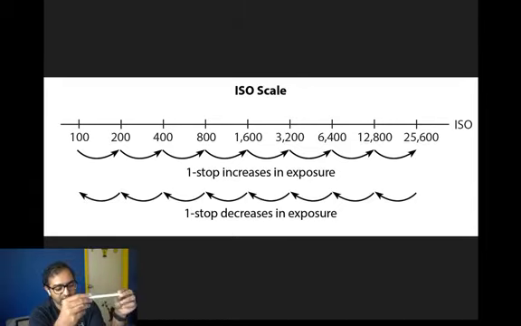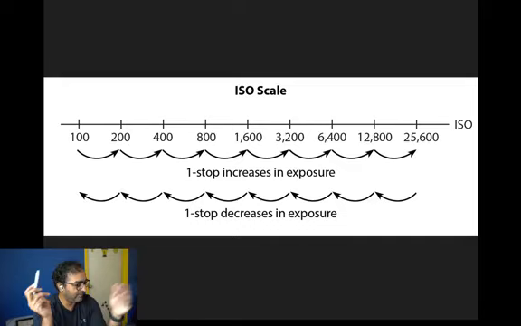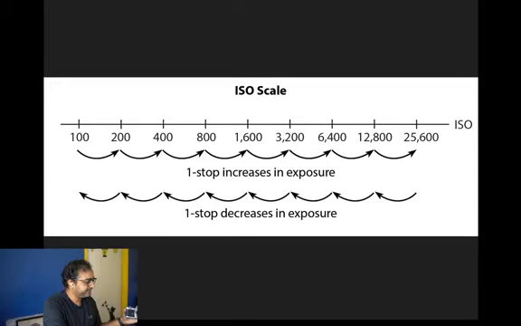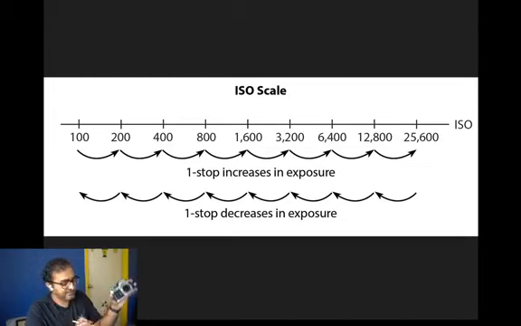Like if you have a piece of film in your camera, in the olden days you used to use film, and we still use film sometimes, right? This is a film camera. So in this film camera, I have loaded ISO 400 film, which means the sensitivity of the film is denoted by ISO 400.